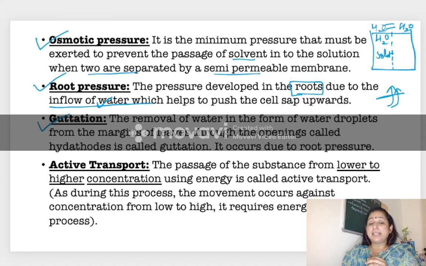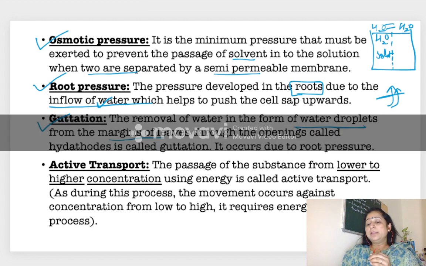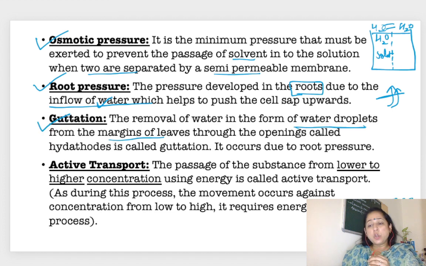Then we have guttation. The removal of water in the form of water droplets from the margins of the leaves. Now we have heard about transpiration. We know about transpiration, but there are certain other terms like guttation and then bleeding. So when I say guttation, for example, suppose this is a leaf. In the morning if you visit a garden and you observe the leaves carefully, you will see that water droplets are there on the margins of the leaves. These are not dewdrops. These water droplets are the excessive water which has been pushed out from the leaf.